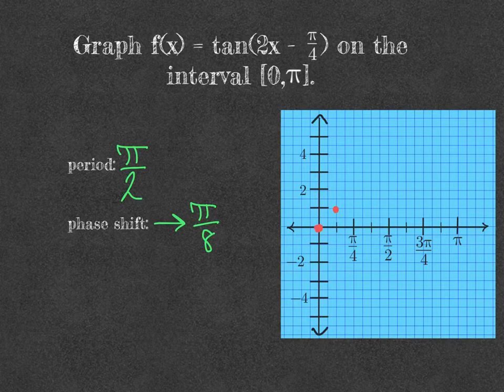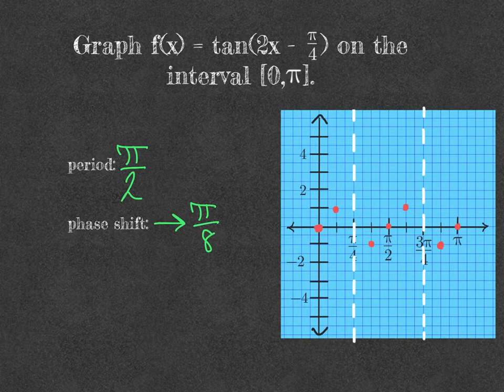And then at pi over 4, I'm going to have my asymptote because that's halfway through the period. And then here at 3 pi eighths, I'm going to have a y value of -1. And then my next y value is 0. And after that, we have a y value of 1. And then we have another asymptote going through x equals 3 pi over 4. And then we have a y value of -1. And finally, we have a y value of 0.